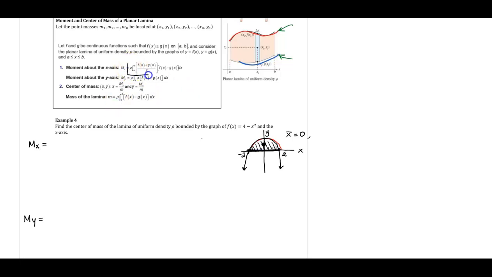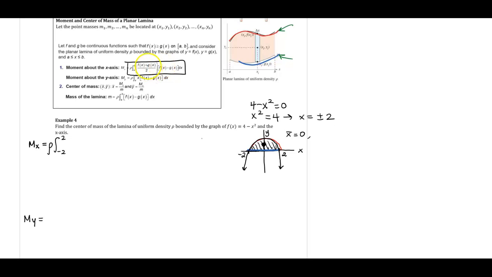We begin by calculating M sub x, the moment about the x-axis, which according to the formula here, is equal to rho multiplied by the integral from a to b. Our a and b are -2 and 2. We can see that by setting our parabola equal to 0 to find the x values that bound this region. So we have our limits on our integral.